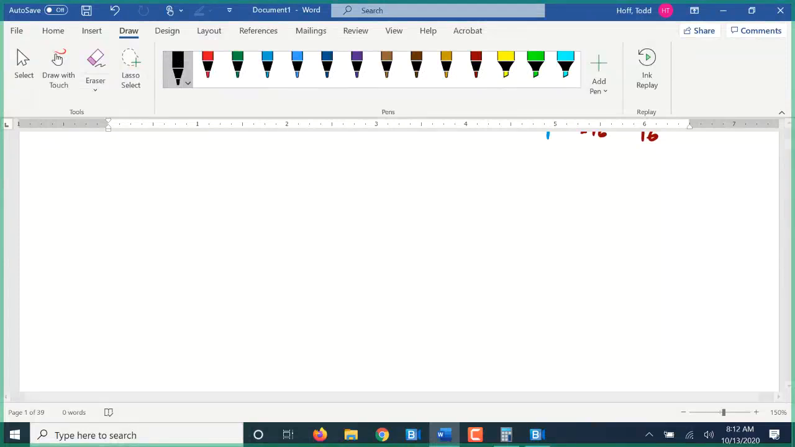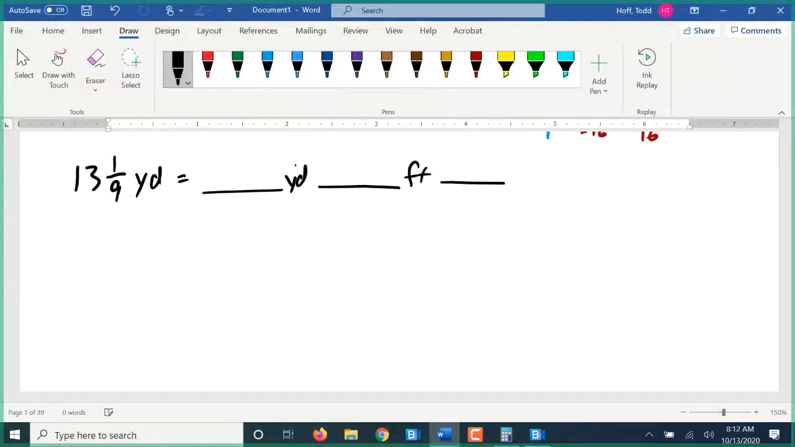We might have something like 13 and 1... No, that ain't gonna work out real well. We'll do 13 and 1/9 yard. Let's say I want to split this up into yards, feet, and inches. Well, I'm just going to take the whole number off the yards. The 13 yards is my 13 yards. My 1/9 yard is going to get converted into feet.